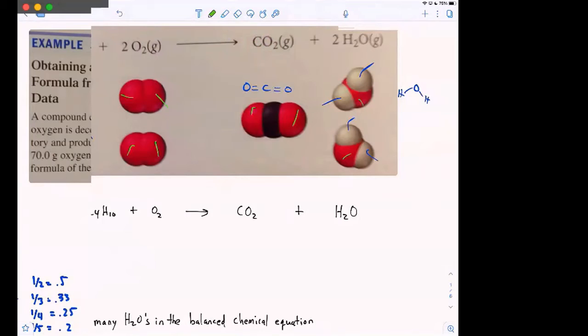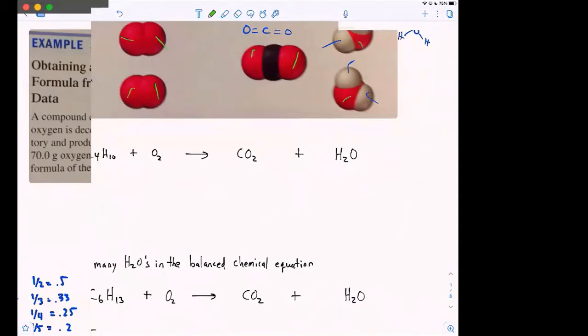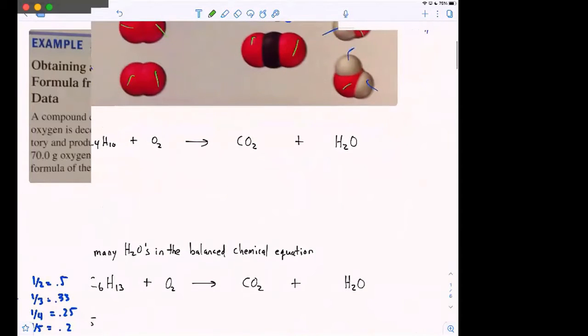So that tells you about balancing chemical reactions. You can't change the compounds. That's a common mistake students make. You have to keep the compounds, and then you have to make sure that there's the same number of each type of atom on each side of the chemical equation. So how are we doing so far? Anybody have any questions?